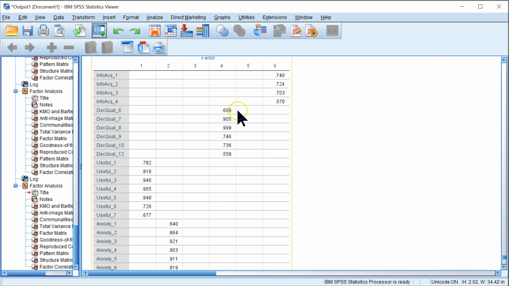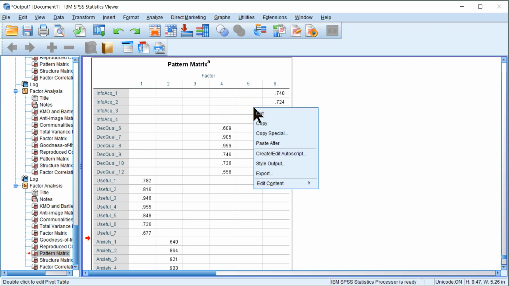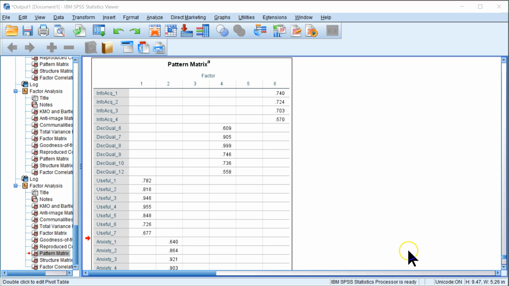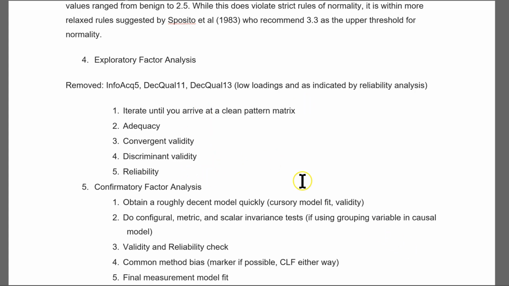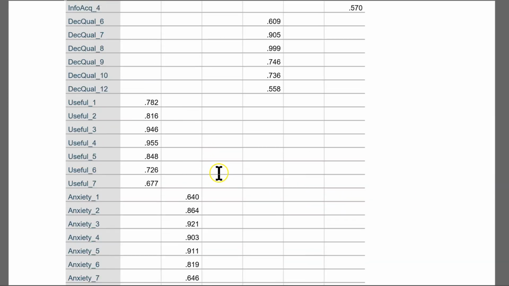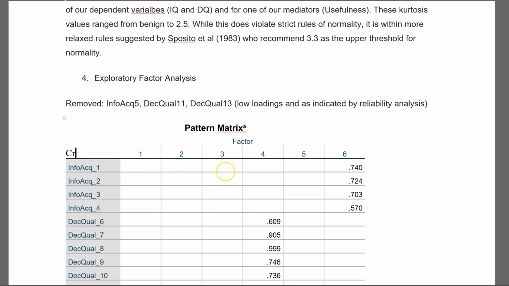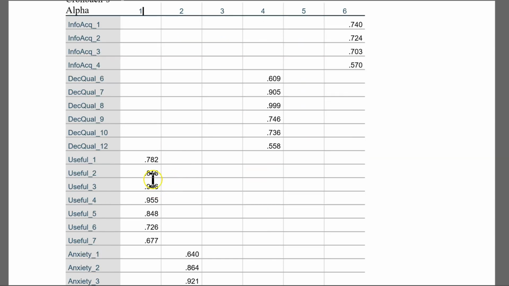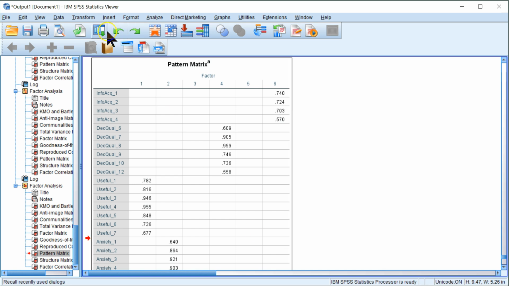Information acquisition looks great. Decision quality looks actually just fine. There's that low one there, but it's not too bad. So what would we do at this point? What I would do is right click this, copy, and go over to Excel, and just at the top of this, paste this in here, and then I'm going to make a row for Cronbach's alpha. There we go. And I'm going to stick it right here. So here we go. Usefulness is first. Let's go do a Cronbach's alpha on usefulness.